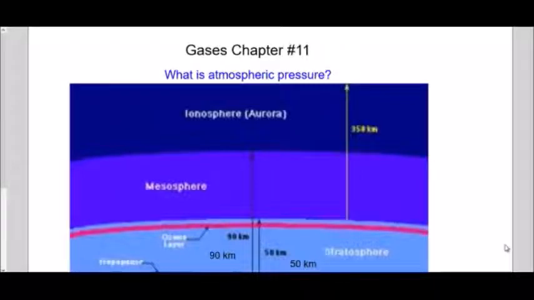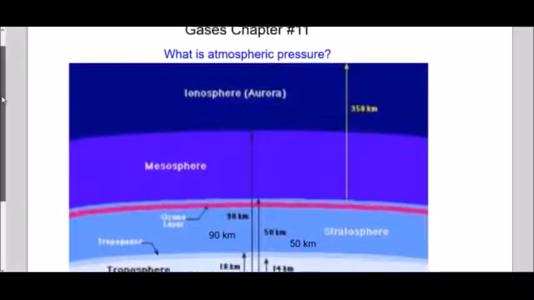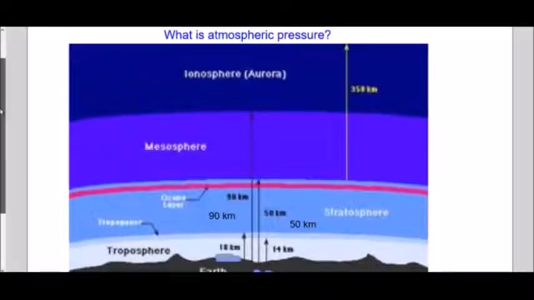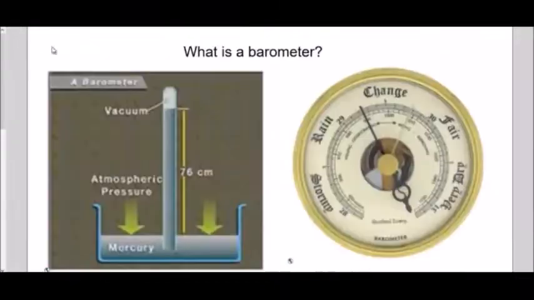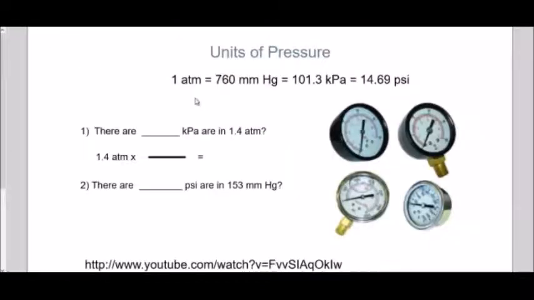Hello, Leiden. On Friday, we started our Chapter 11, entitled Gases, and we answered the question, what is atmospheric pressure? Atmospheric pressure is the weight of the atmosphere above us, and it is very substantial. To measure atmospheric pressure, we learned that you use a barometer.